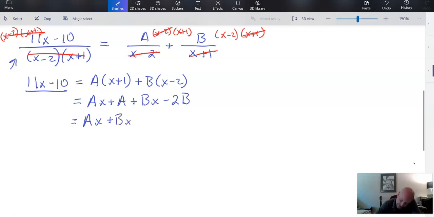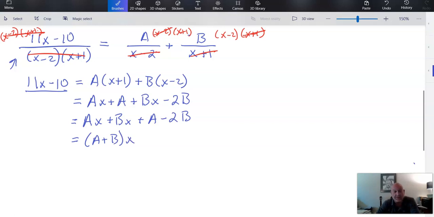And then the constant terms are together. So plus A minus 2B. Yeah, there we go. We don't have any X's or anything. Now, from here, what we're going to do is factor out the X. So this is now A plus B times X.